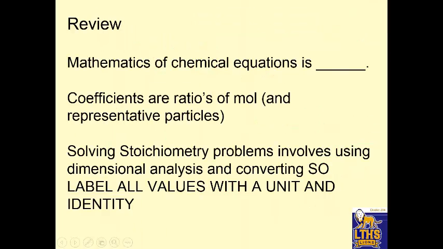All right. So, just to review, mathematics of chemical equations, which we've been working on in this video, is called stoichiometry. Coefficients are ratios of moles and representative particles and kilojoules. Okay, it's all part of the balanced equation. Solving stoich problems involves using dimensional analysis, that's where you cancel the units, and converting, and so label all the values with a unit and an identity.